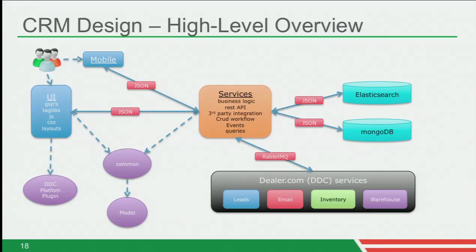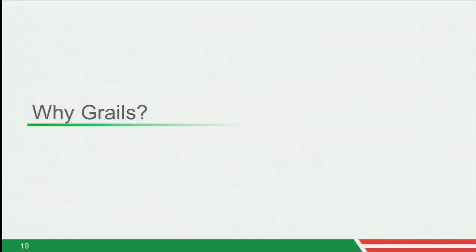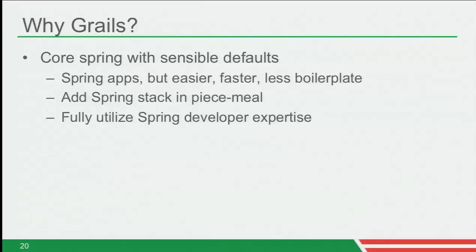So that's a very high-level overview of how CRM in its final state was put together. So with that in mind, why did we make those choices? What brought us there? And first of all, why Grails? Well, there are many, many reasons to use Grails, and I think there's plenty of other talks here that you can go to, which will talk to you about. But from our perspective, the fundamental choice that we had to make was made because Grails at its heart is really just core Spring.